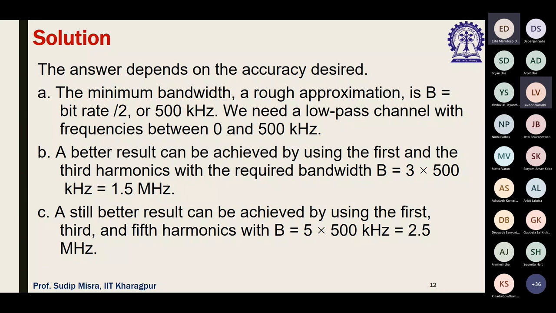Now there are some better approximation mechanisms that are also there in your book, that can be achieved by using the first and the third harmonics with the required bandwidth. So B is going to be not N by 2 but 3N by 2 and 5N by 2. N by 2 is the first harmonic. So through better approximation, you can have B equal to 3N by 2, which will be 1.5 megahertz, and 5N by 2, which is going to be 2.5 megahertz.